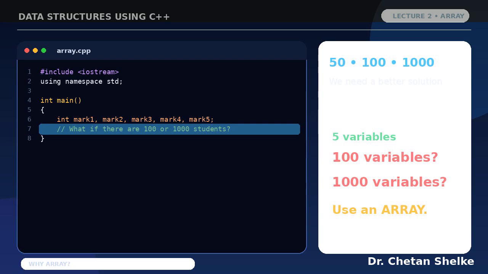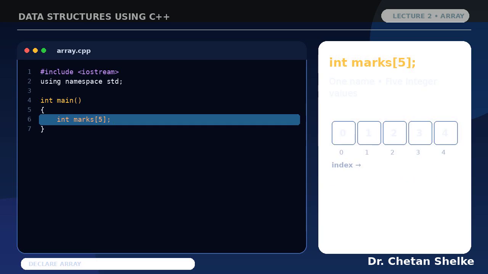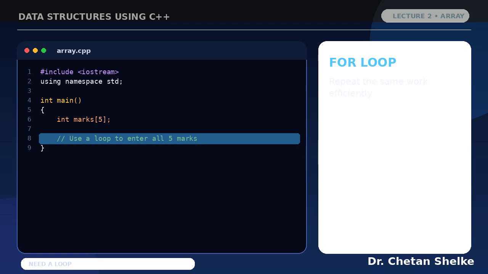Okay, these are 5 students. Suppose I have 50 students, 100 students, 1000 students. So instead of creating many variables, we use an array. For 5 students, I can write int marks[5]. Here int means we are storing integer values and marks is the name of the variable. And the square bracket 5 means the array can store 5 values.